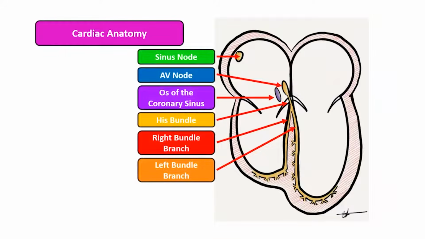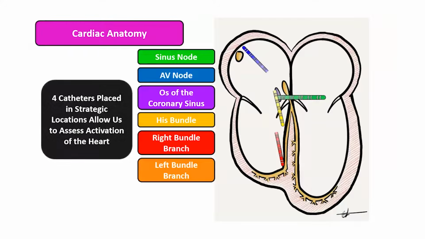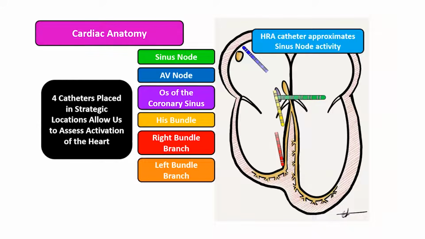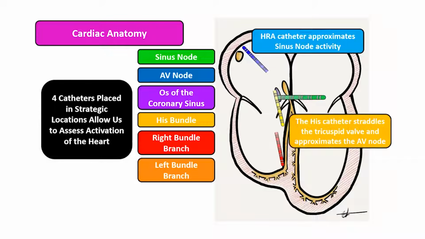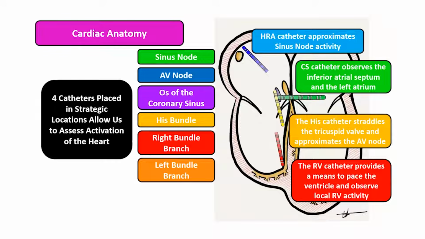So reviewing here all of our important cardiac anatomy, now we can start to see where we place our electrode catheters. Once again, we place a catheter here in the high right atrium, which approximates sinus node activity. We place the HIS catheter across the tricuspid valve, which helps us to measure the HIS bundle activation. Our CS catheter observes the inferior atrial septum and extends out to the left lateral atrium. And our RV catheter provides a means to pace the ventricle and observe local RV activation.